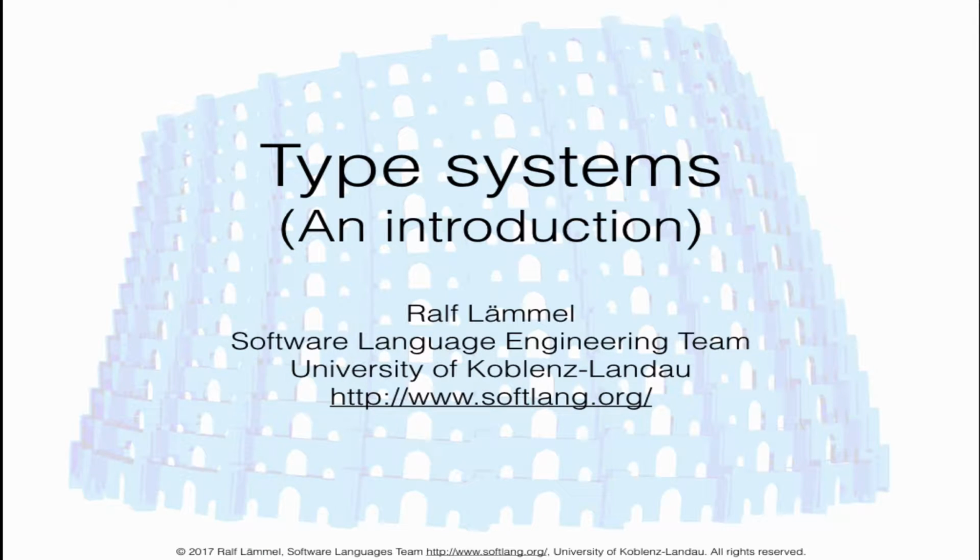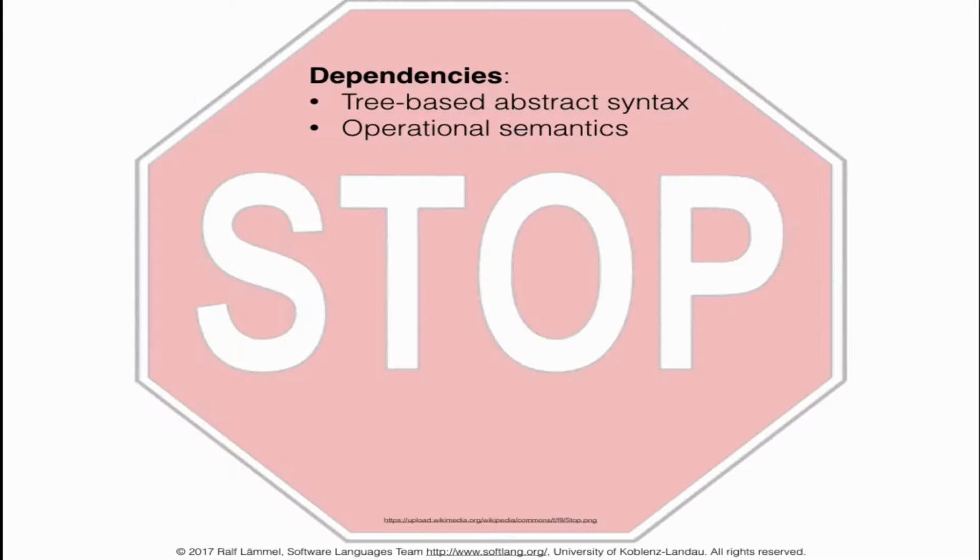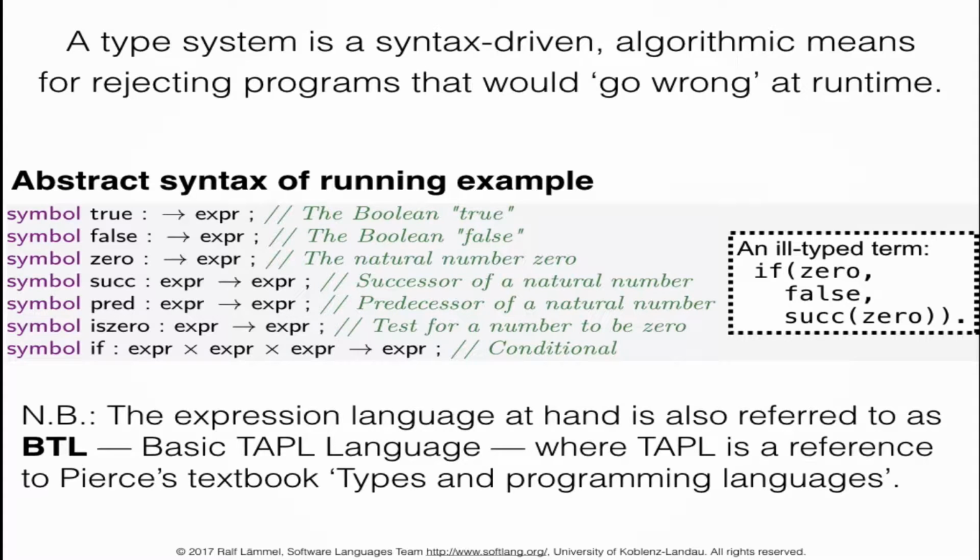This is going to be an introduction to type systems. Here we assume that you have already studied the topics of tree-based abstract syntax and also operational semantics, because we very much rely on those. So what is a type system? A type system is essentially a syntax-driven algorithmic means for rejecting programs that would go wrong at runtime.